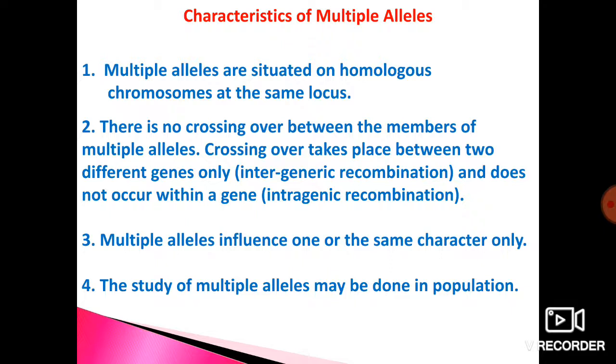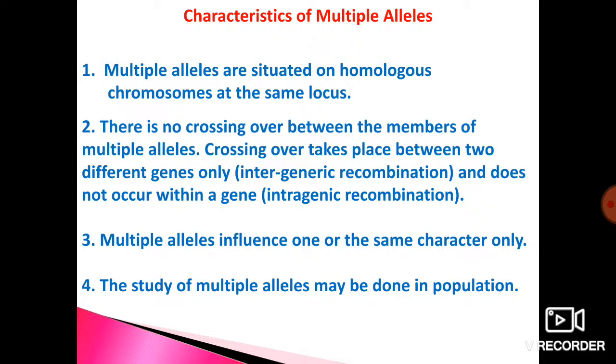Now, as I've just said, multiple alleles are situated on homologous chromosomes. They have to be in the same pair of chromosomes which are homologous. And you know by now what homologous chromosomes are: those chromosomes which are of the same size, having their centromere at the same place, but have been acquired one from the father and the other from the mother. So the genes of multiple allelic types will always be located in the homologous chromosome and of course in a particular locus position.